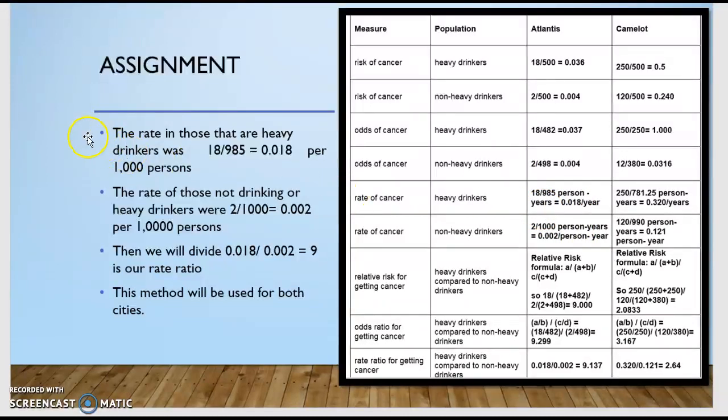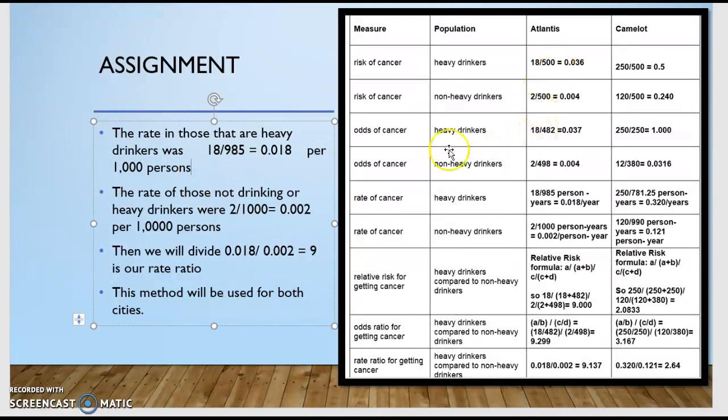However, I do want to point out, as we go down for solving the rate ratio for getting cancer, this one we found was the most difficult for students to catch on to, so I'd like to describe this a little bit more. In order to solve for this first column here for Atlantis, the rate in those that are heavy drinkers, we'll be utilizing our cases of cancer. So that would be 18. Not necessarily this number here, but we're going to be using the 18 divided by 985. So if you see our column here, the rate of cancer, we have 18 divided by 985, which we already have the answer to, which is 0.018. So we're going to plug this in here, and we'll keep this in mind.